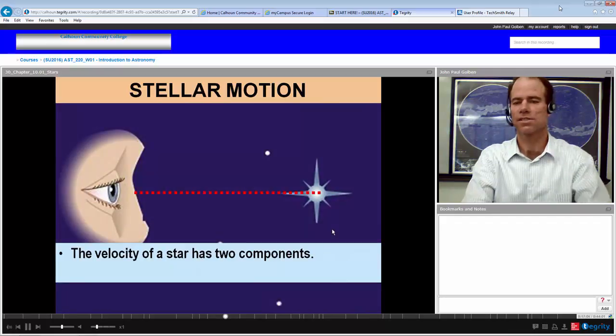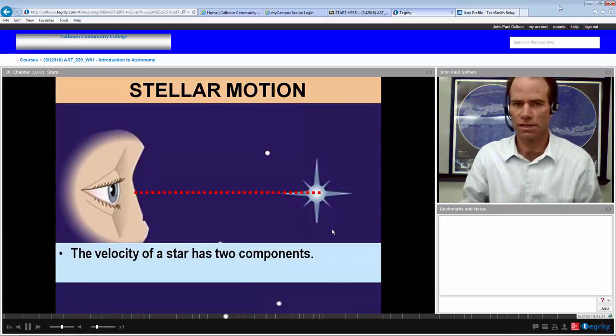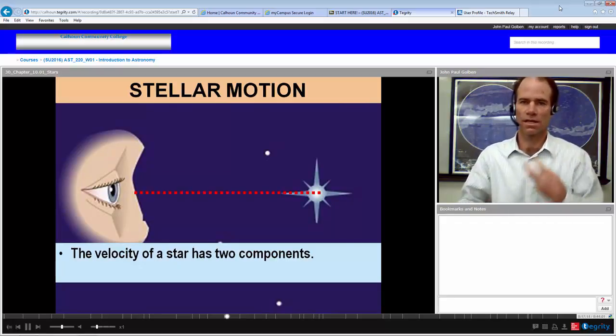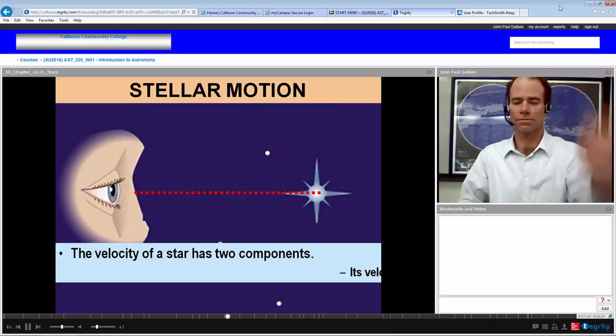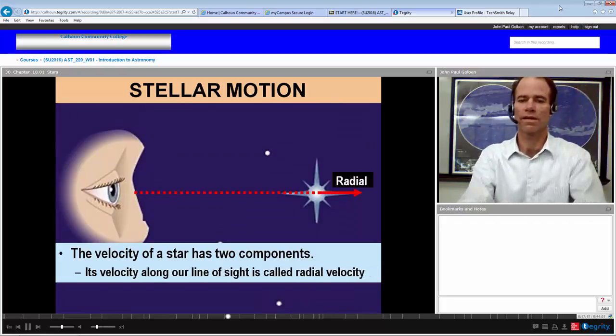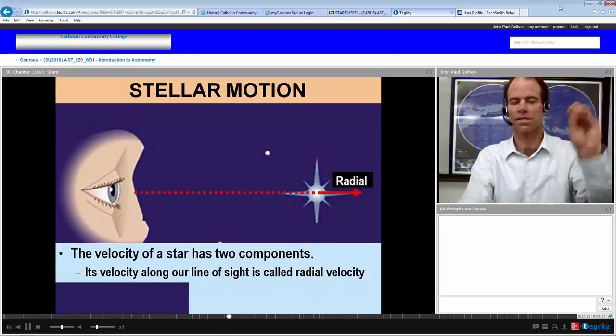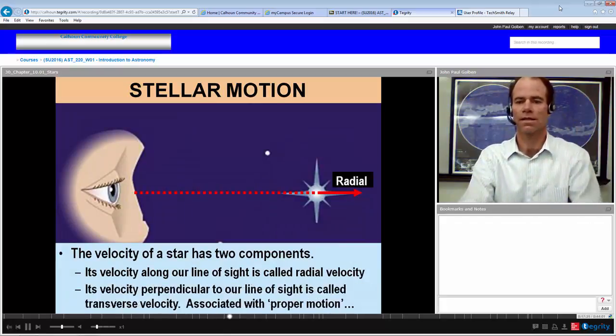Say you see a star out there, it's moving, and it's moving with respect to us. There's two ways it could be moving. It could have two components. One is it could actually be moving away from you, which would be radial velocity, or it could be moving across your line of sight, which would be a transverse velocity.